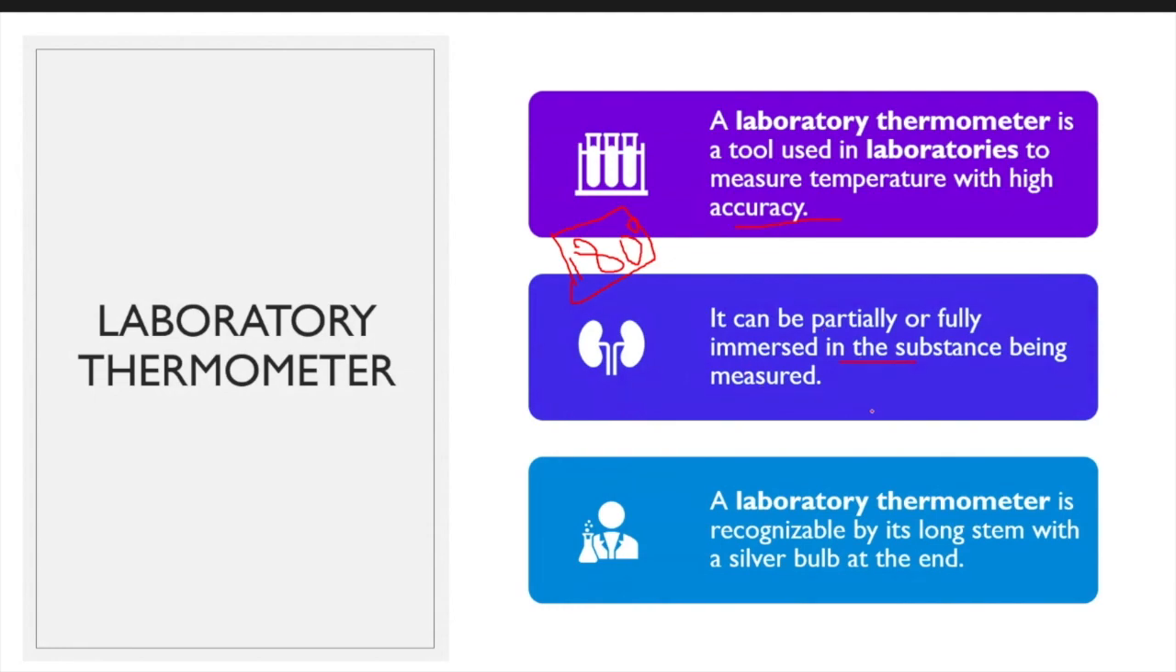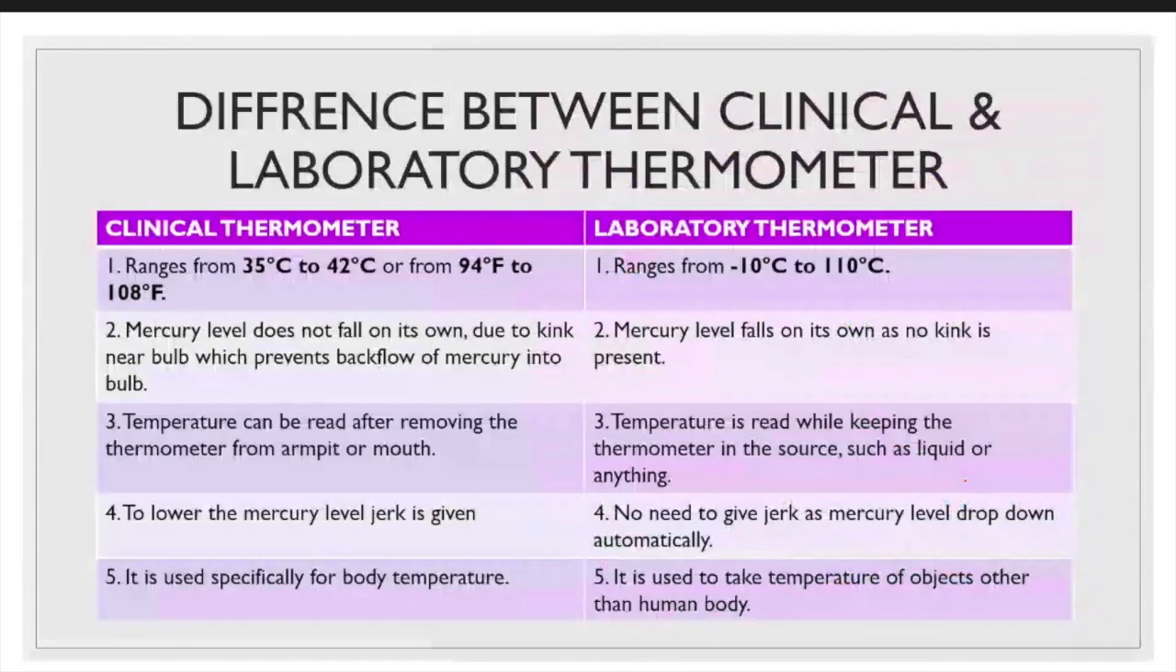For measuring, we can partially or fully immerse the laboratory thermometer into the substance. For example, you want to measure the temperature of ice, which is 0 degree, we all know. So at 0 degree Celsius, how can we find out? We need to place this thermometer into the ice. The laboratory thermometer is recognizable by its long stem with a silver bulb at the end. That means it has a similarity; it looks like the clinical thermometer.